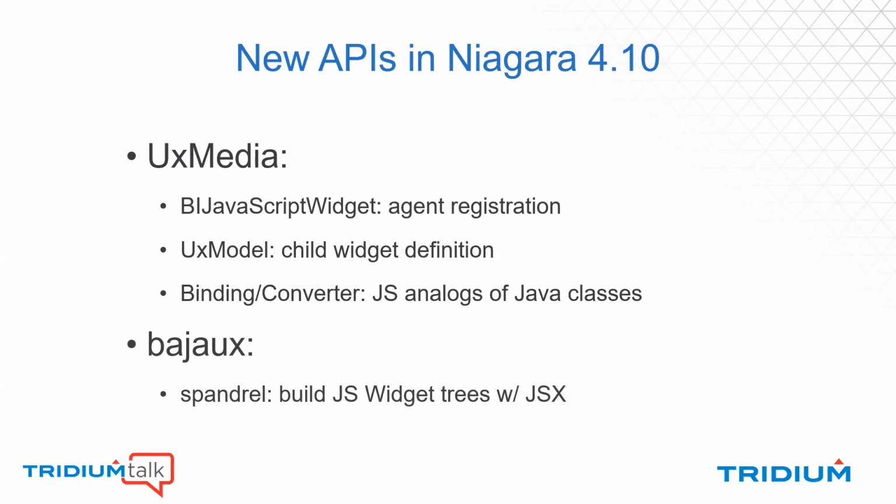And then finally, for Baja UX itself, we have Spandrel. This is a brand new API in 4.10, and it's intended to help you build JavaScript widget trees. Again, using the canvas pane example, if you put 3 labels on a canvas pane, it has 3 children. Spandrel takes the work out of building those child widgets and updating them and destroying them when you're done with them. It handles all that for you behind the scenes.